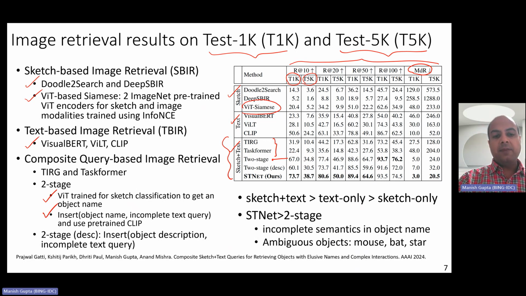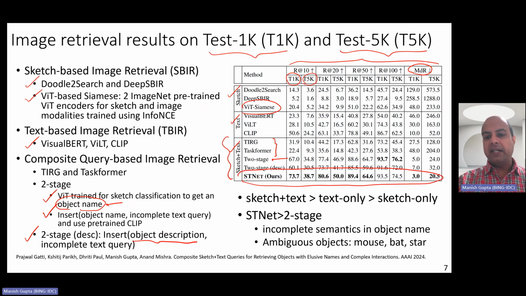Okay. Now, object names could sometimes be nasty, they could be ambiguous and so on. So therefore, we also experiment with yet another baseline, a 2-stage description-based baseline, where once we have figured out the object name, we insert the object description rather than the object name into the incomplete text query so as to get the full text query, pass it to the pre-trained CLIP model, and retrieve the relevant images. What do the results show? The results show that our method performs the best clearly, right? In fact, what we observe is that text-based methods perform better than the sketch-based methods, and sketch+text-based methods perform better than the text-based methods. Okay.